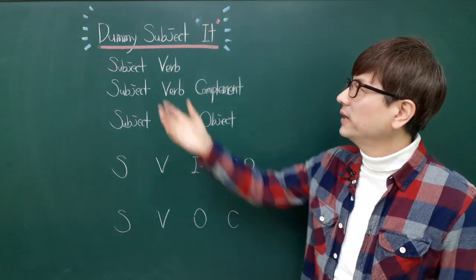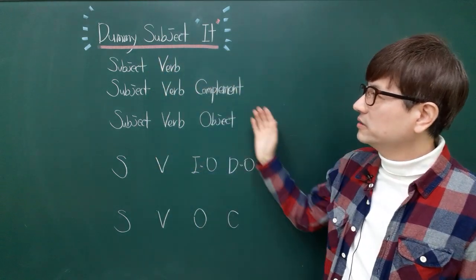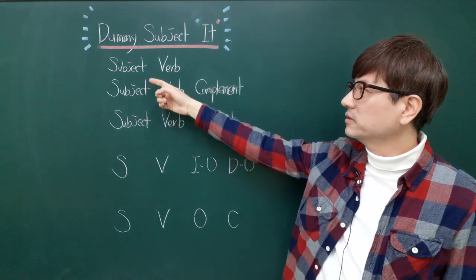Today we are going to talk about dummy subject it. As you can see, there are 5 cases of English sentence structure. So look at this carefully.